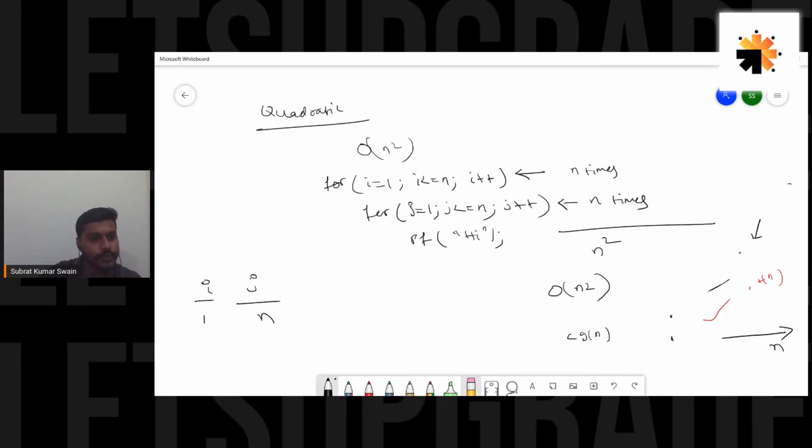No worries. So when i is 1, the j loop will run for n times. When i equal to 2, the j loop will run for n times. When i equal to 3, the j loop will run for n times. Similarly, when i value is n, j will run for n times. So how many n? You just add them all. n plus n plus n plus, how many times? n times. So total it would be n square. So I say this is big O of n square, quadratic, right? I hope this is clearly understood by you.